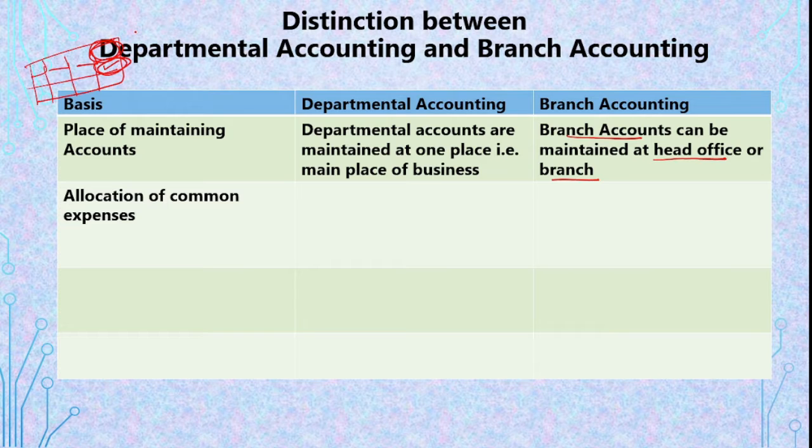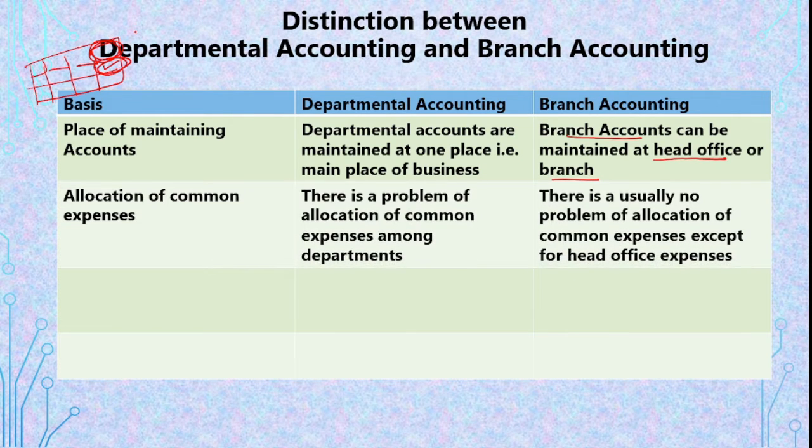Whereas in case of branches, since branches are at different locations, there is no such problem of allocation of common expenses. They might have only one problem, that is of head office expense, because head office is maintaining the records of branches. So head office might be interested in distributing some of its expenses among the branches. So only one type of expense can be allocated, but the rest of the expenses are separate.